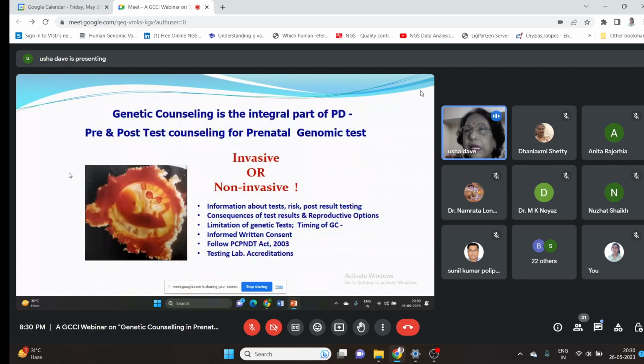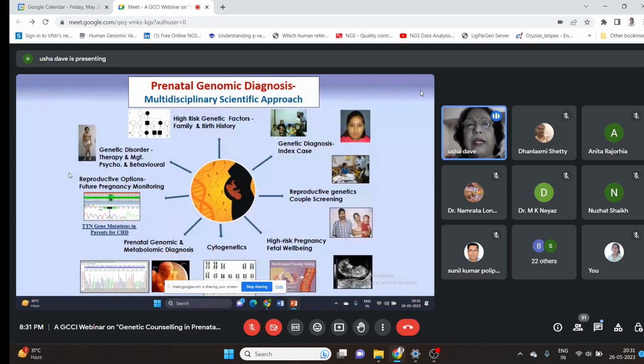So genetic counseling is an integral part of prenatal diagnosis, whether it's pre-test or post-test in prenatal, whether it's invasive or non-invasive. So the limitation of the genetic test, the timing of genetic counseling, informed consent, which you have to take from the couple. You have to know the PCPNDT Act in our country. And when you are doing such a genomic test, if you are not the laboratory scientist or the geneticist with the knowledge of clinical genetics, you see the lab accreditation and have interaction with the scientists also on the other side.